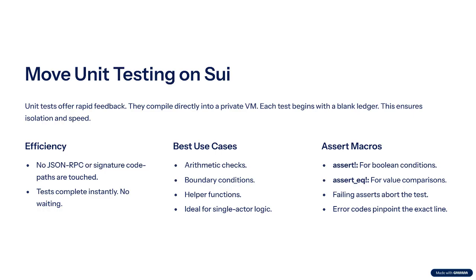The standard macros mirror Rust: assert! for booleans, assert_eq! for value comparison. A failing assert aborts the whole test, printing your error code so you can jump directly to the guilty line.